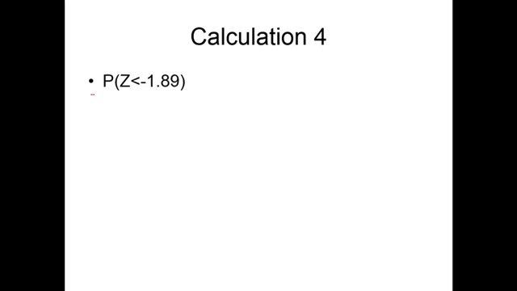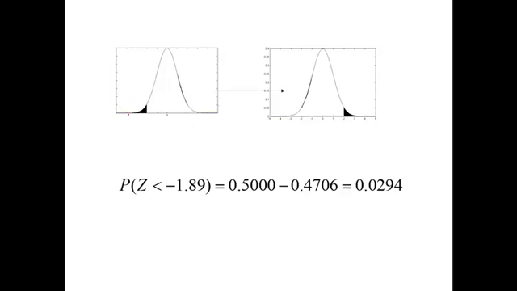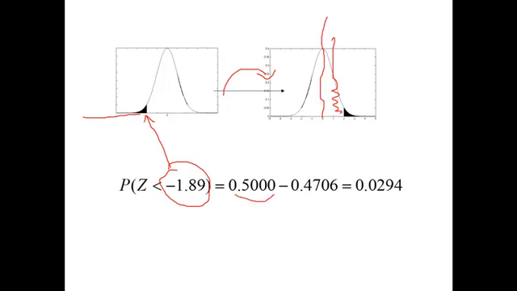Okay, calculation 4. This is a tail, right? Sketch the event. Since there's only one point, write down 0.5, and then look up 1.89. So we've got a tail, right? It's z. We've got the endpoint, the negative 1.86 is right there. Z is less than that, so we get the little tail down there. It looks like a little mouse's tail. We do symmetry to flip, and then we have our procedure where we fatten it up to 0.5 and then subtract the fat. Gives us 0.294.